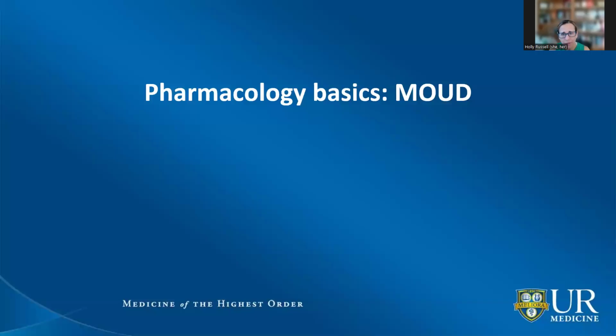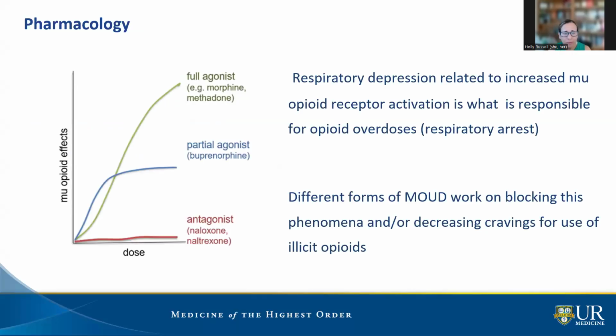Okay, now we're going to talk about the pharmacology basics for the medications for opioid use disorder. When we think about opioids in general, one thing that is important to understand is for most opioids, as you increase the dose, you increase the mu opioid effect. And this means that for most full agonists, and this includes morphine, methadone, oxycodone, almost every opioid that you can think of, as you increase the dose, you get a higher effect on the mu opioid receptor.